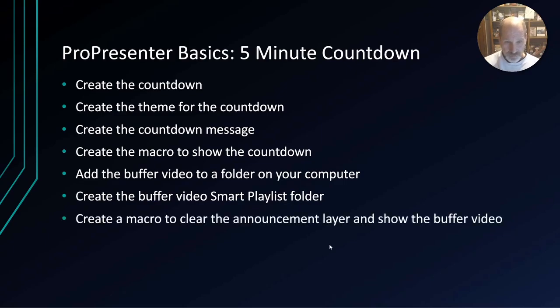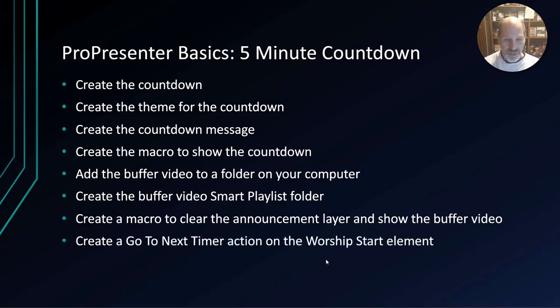And then we're going to create a macro that will automatically clear the announcements layer to show the buffer video. So when it's time to show the buffer video, we'll have a macro that will clear the announcements layer. Remember, the video is on the media layer, which is below the announcements layer. So we need to clear the announcements layer and then show the buffer video.